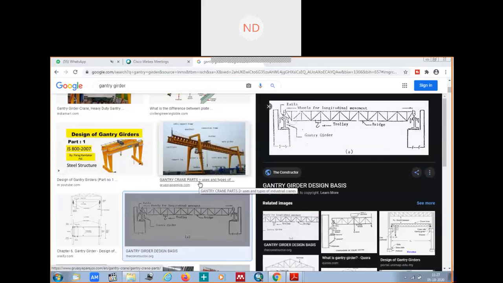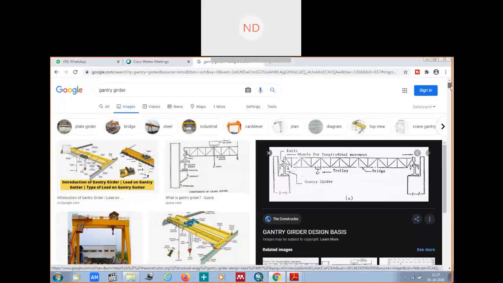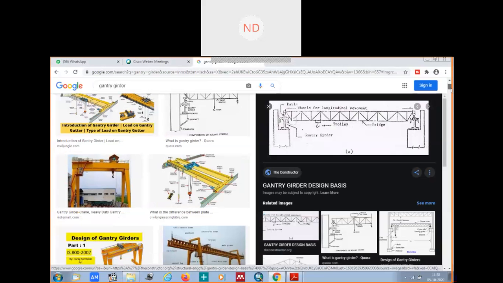Suppose we have to carry some huge materials when we are constructing on some sites, right? Huge equipments you have to carry at the construction sites or within the building only, very heavy loads from one place to another. In that case we require a good gantry girder.